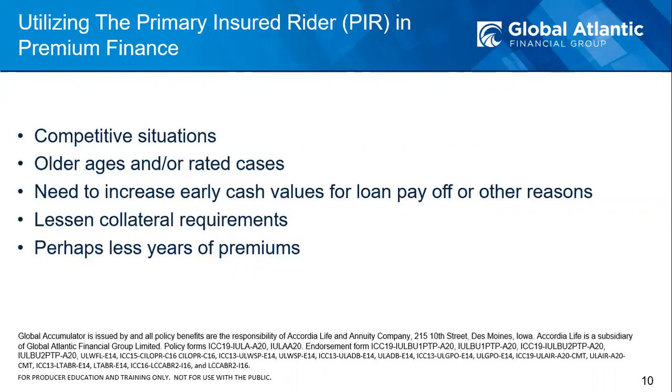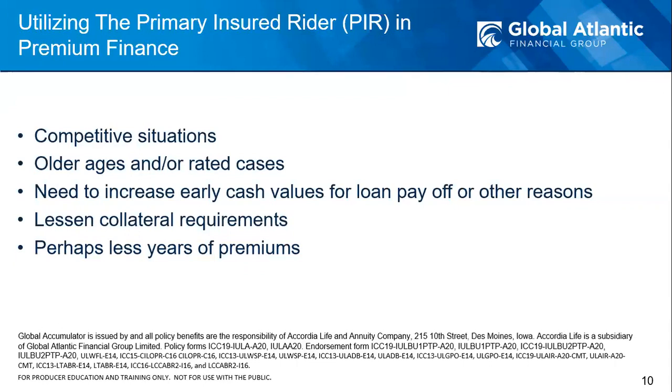Basically what that means is that you're converting or splitting up some of the base face amount into a non-commissionable term rider. And I'll show you some examples of that. So what you're accomplishing by doing a term blend or utilizing the primary insurance rider is that you're reducing the internal cost within the policy in order to make it more competitive.